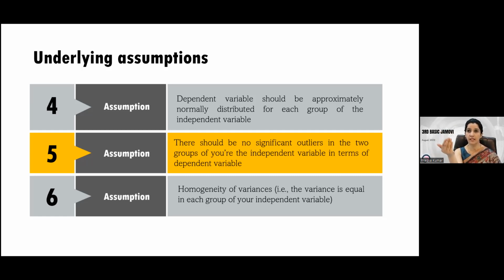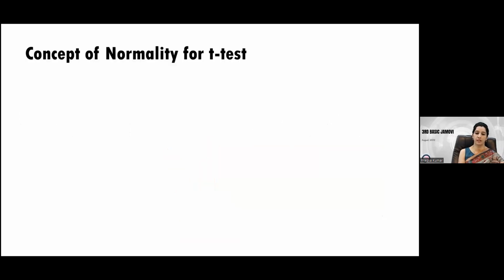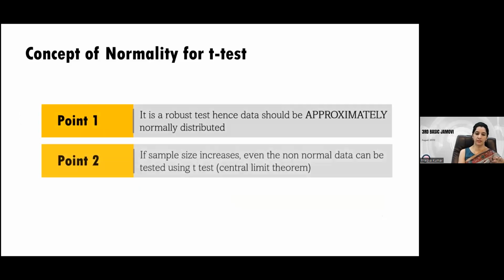So this variance should be equal for each of the two groups, because we assume that the population from which you have drawn these two samples is the same, so they have come from the same population. That's why the variances of these two samples should be the same, and we test that by the homogeneity of variance. So in Jamovi, again, we have talked about the QQ plot and the Shapiro-Wilk test.